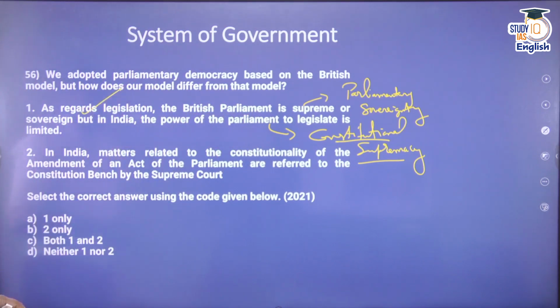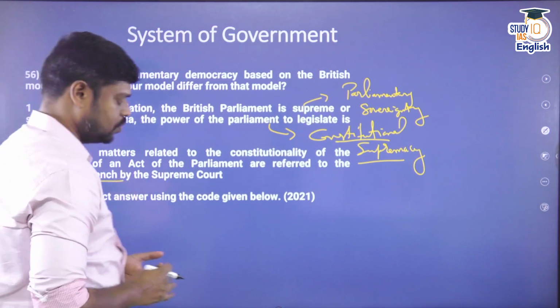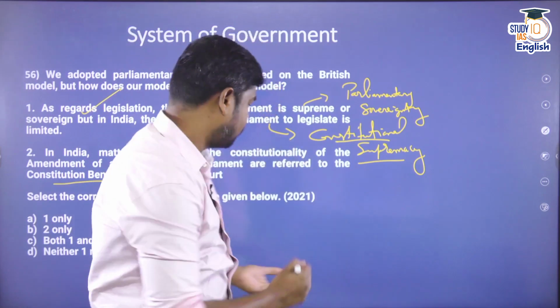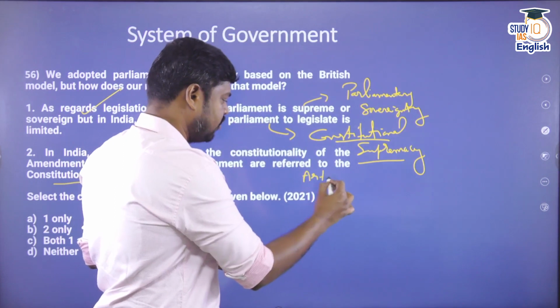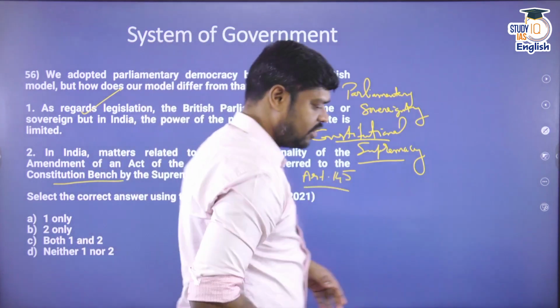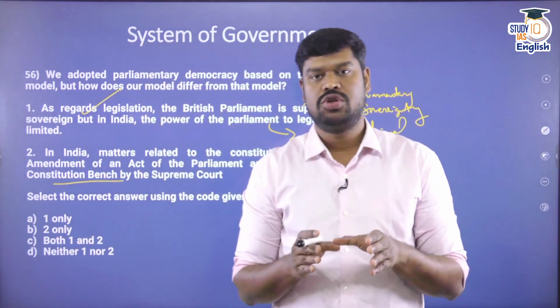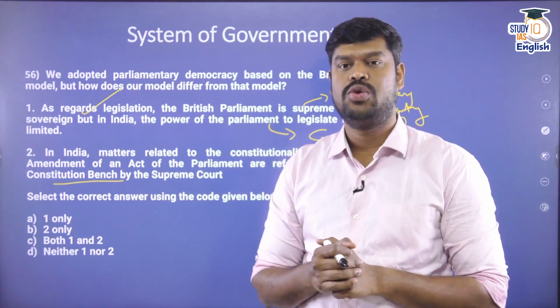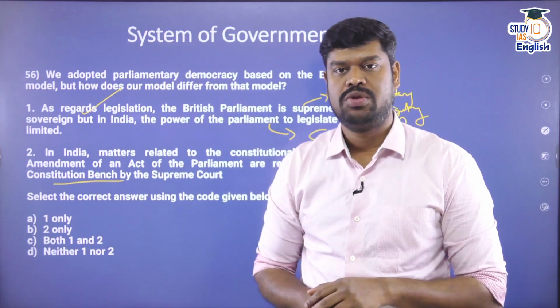Statement 2: in India, the matters related to constitutionality of the amendment of any act of the Parliament are referred to the constitution bench of the Supreme Court. So this is also true. Under Article 145 of the Constitution, you have to refer to Article 145. Article 145 gives the power to the Supreme Court to make rules with regard to how the proceedings shall be carried out in the Supreme Court.